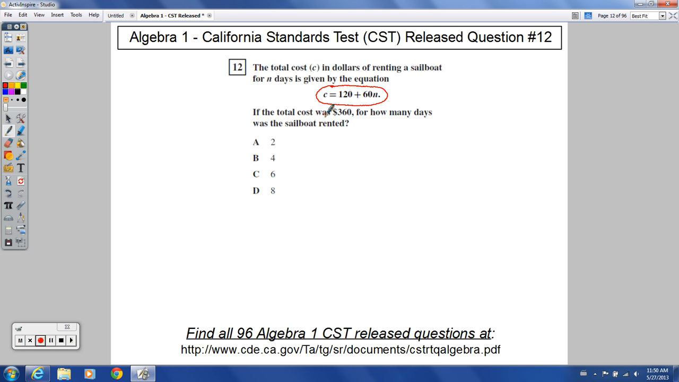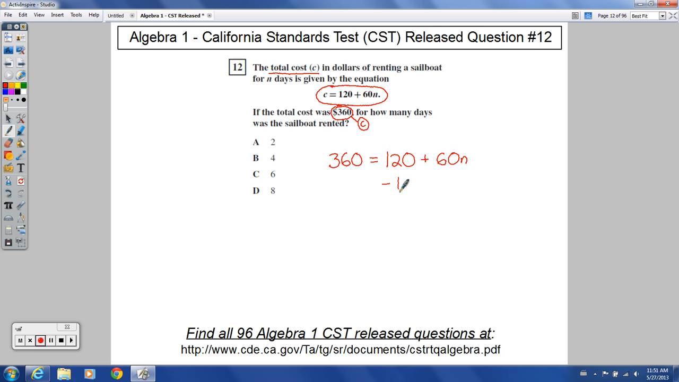If the total cost was $360, so right here, total cost, notice total cost is C right here. So this is your C value for how many days the sailboat was rented. So if this is your C value and this is the equation you're using, I'm just going to plug in 360 for C and solve for N then. So once I get that set up, it should be a pretty straightforward problem, I hope. So I've got 360 equals 120 plus 60N.